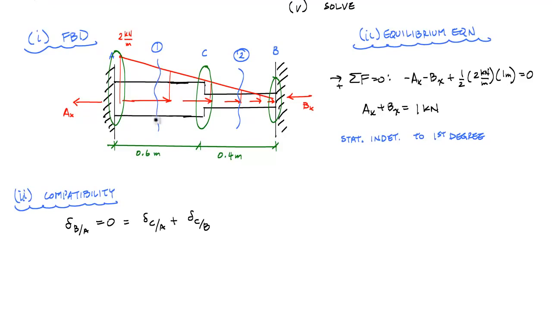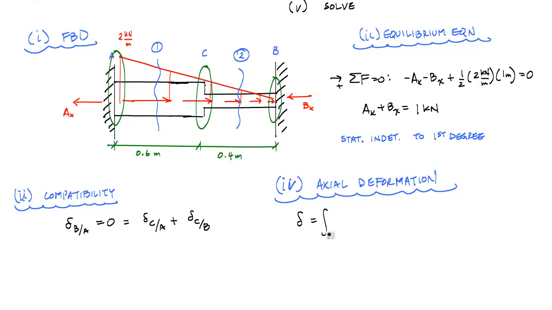When I want to determine the axial deformation of each segment, I have to use the integral formulation. So here in this fourth step, I am solving for these deformations in the compatibility relationship. I need to use the integral form, which is delta from some location to another of N of x dx over EA of x. And in this case, the area is constant, so we don't even have to worry about a changing area. In each segment, the area is constant, so I can break this up into two segments and I'm good to go.